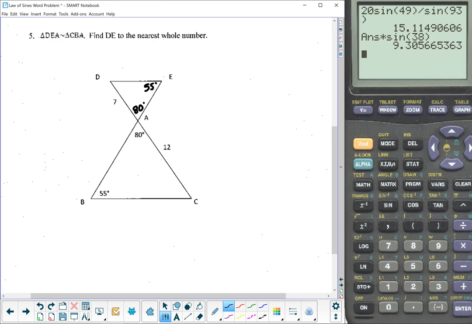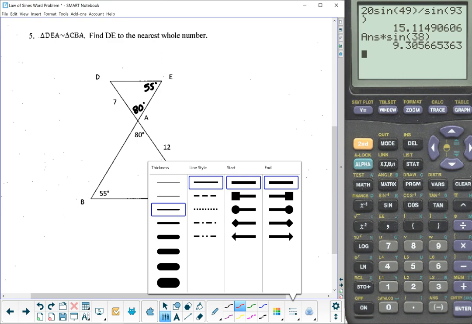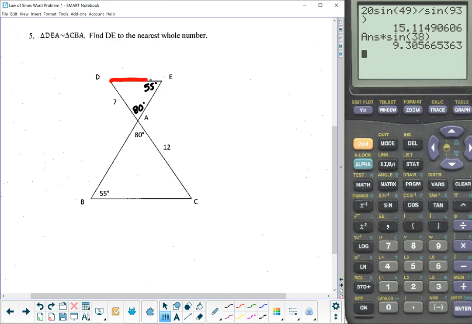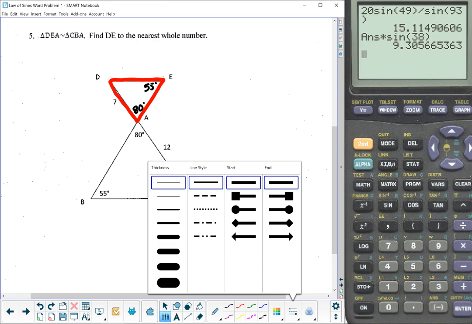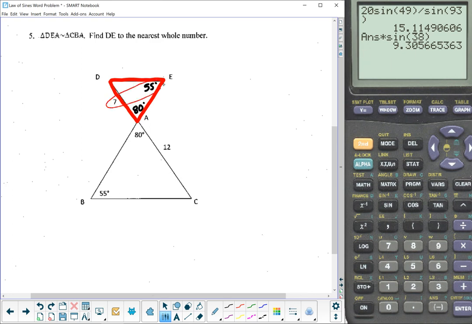Find DE to the nearest whole number. So I'm just going to focus in on that top triangle. I'm going to put that in red so that I know I'm focusing in on that. And I do have my angle and my opposite side. So I'm going to start with 7, which is my side, over the sine of my angle 55, and those two belong together, because that's what the law of sines tells you. And then I need to find DE, which I'm going to put in as X there.